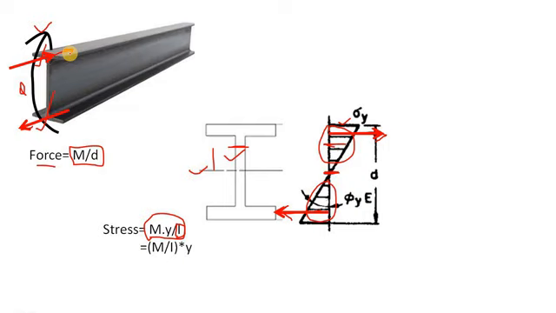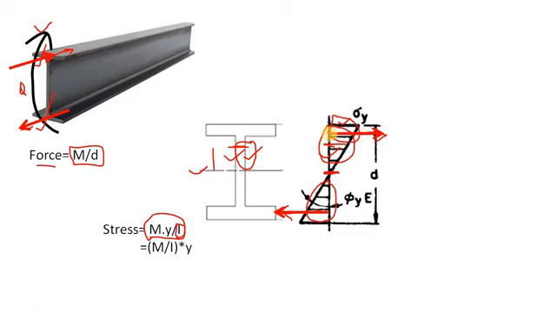So to carry moment, flanges are the only way. But yes, from this distribution, you can say that within this web region, there is also some stress distributed. So a certain amount of stress is also carried by this web. But majorly, the flanges carry it.